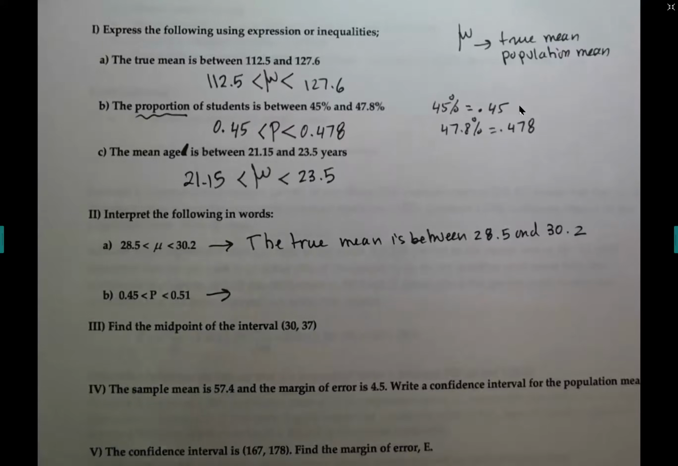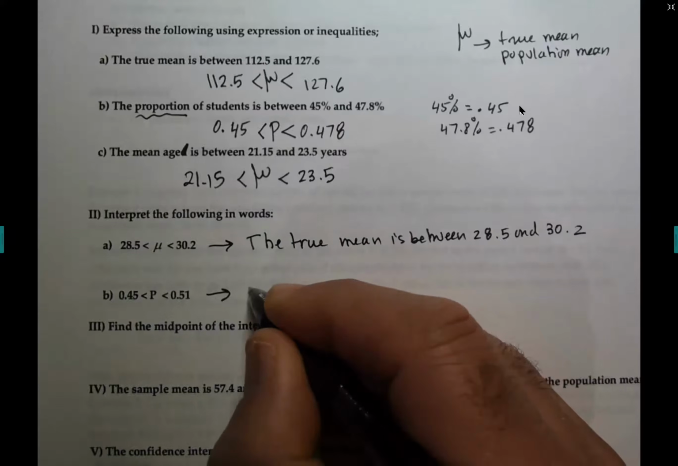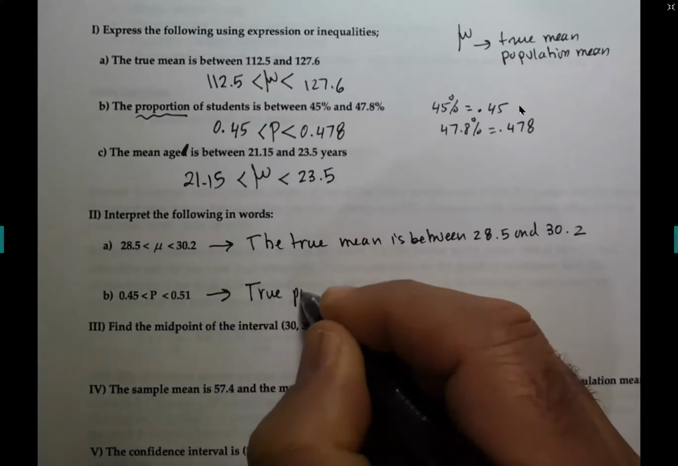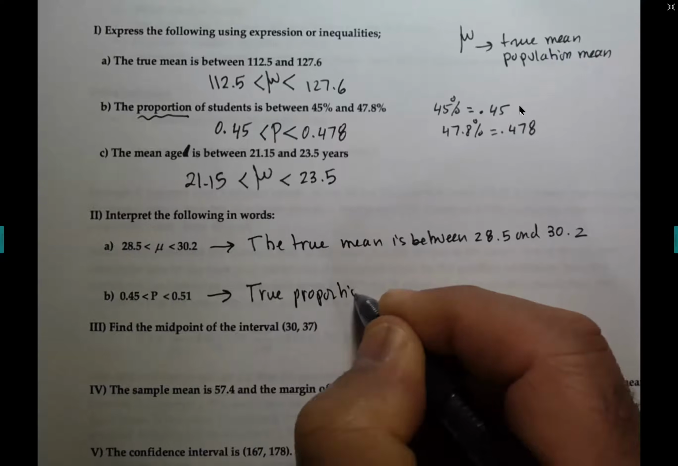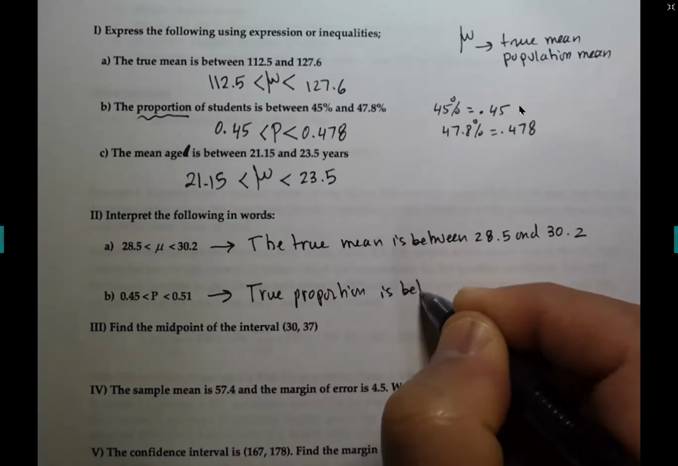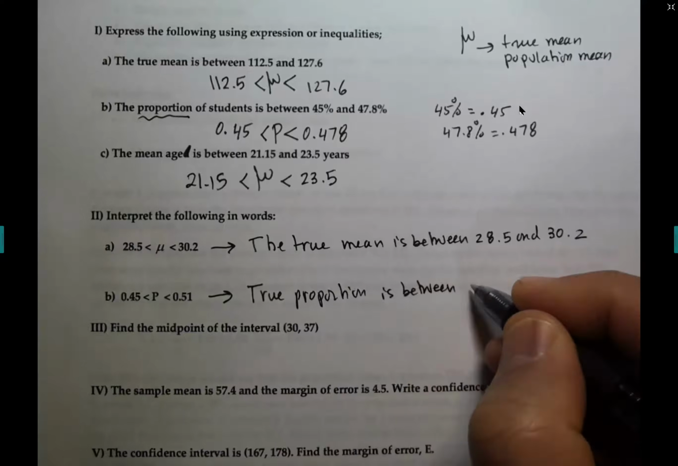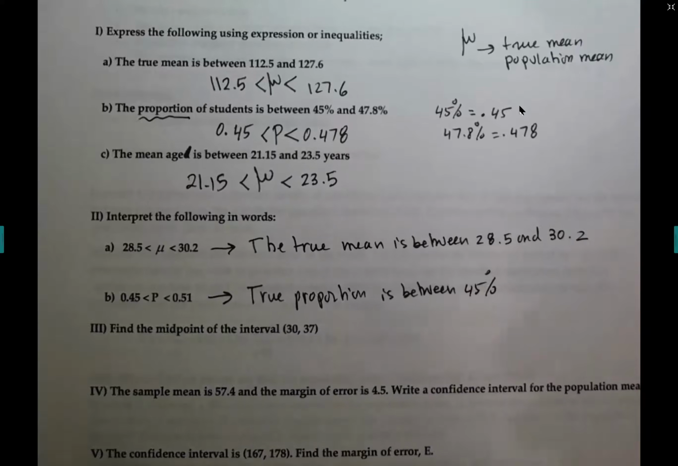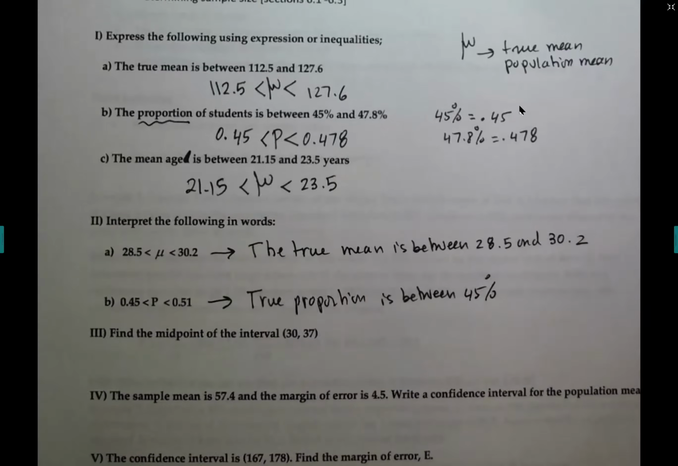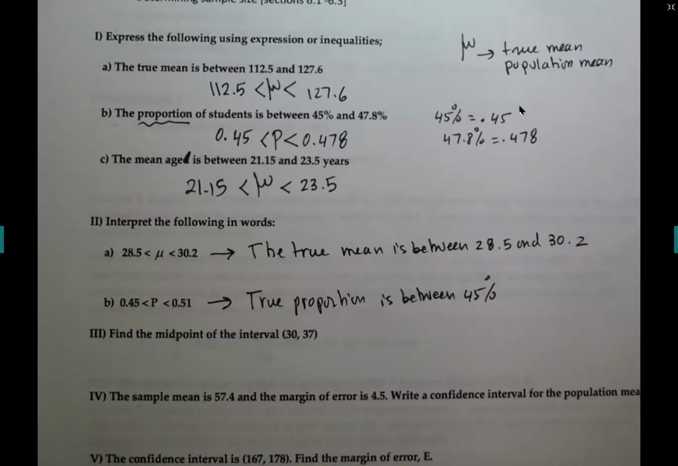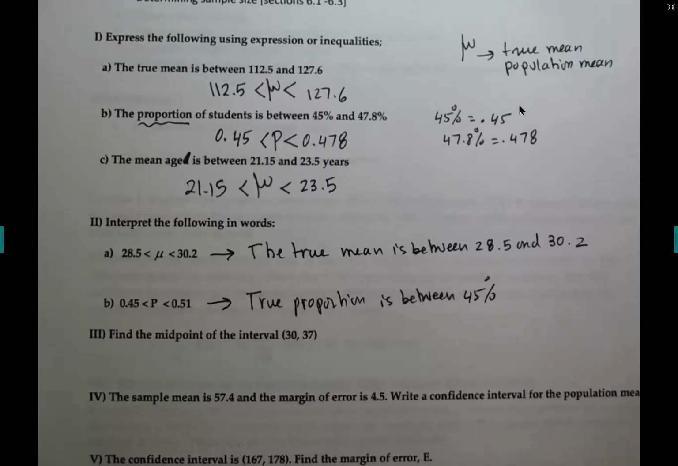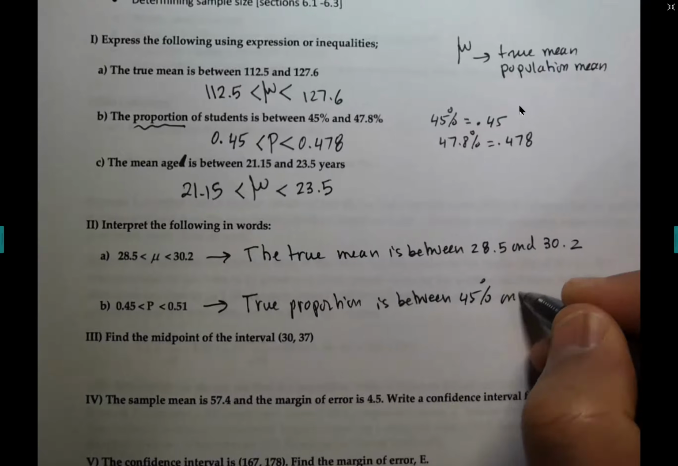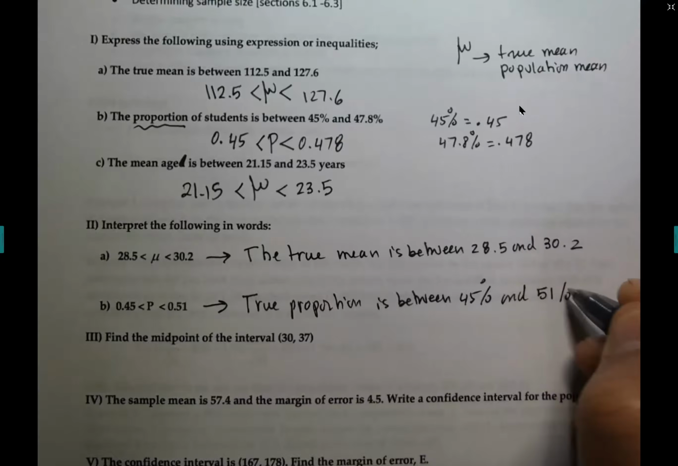So what do I say here? The true proportion is between, would you say 45% or 0.4? Yeah, 45%. When you use words, it's good to say it in percent for a reader. People will get it better rather than saying 0.45. They have to process 0.45. They don't understand it, average readers. So it's good to tell them in percents. It's between 45% and what? 51%.